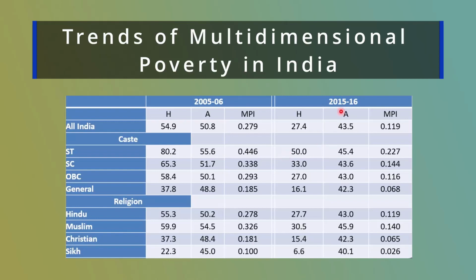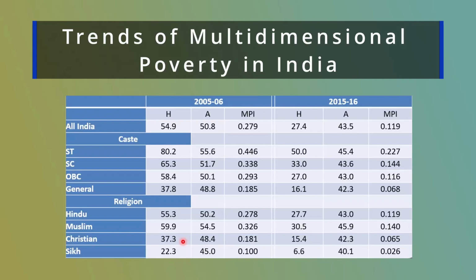Now, if you consider the status of poverty in respect of religion across different religious groups in our country, then from our estimation, it was observed that the multidimensional headcount ratio was relatively high for the Muslim community, and the figure was 59.9% in the year 2005-6. In case of Hindu, it was 50.3%.